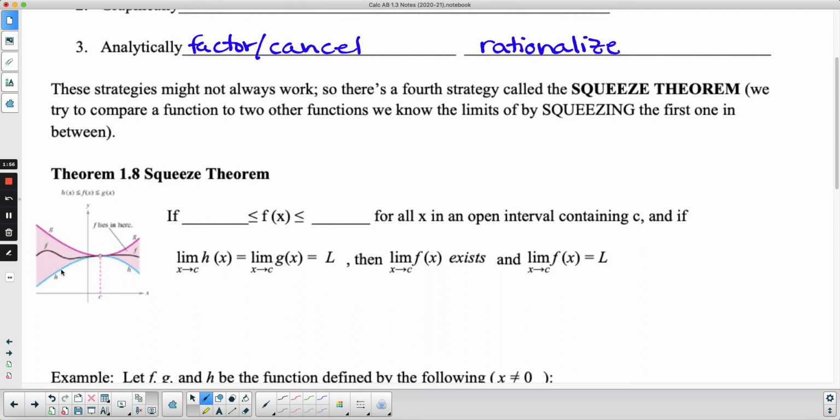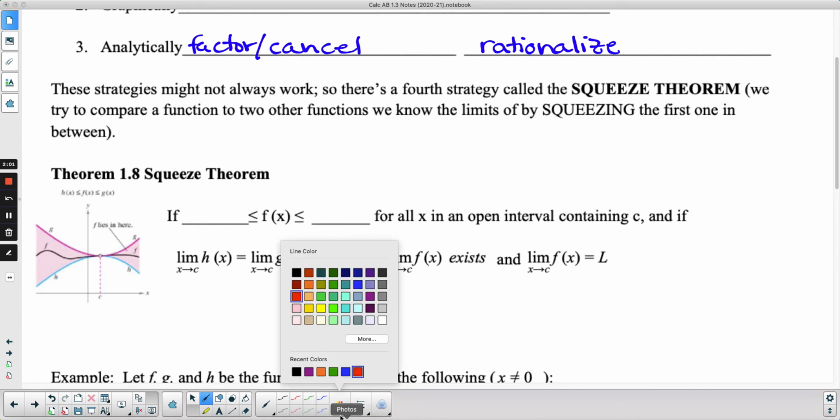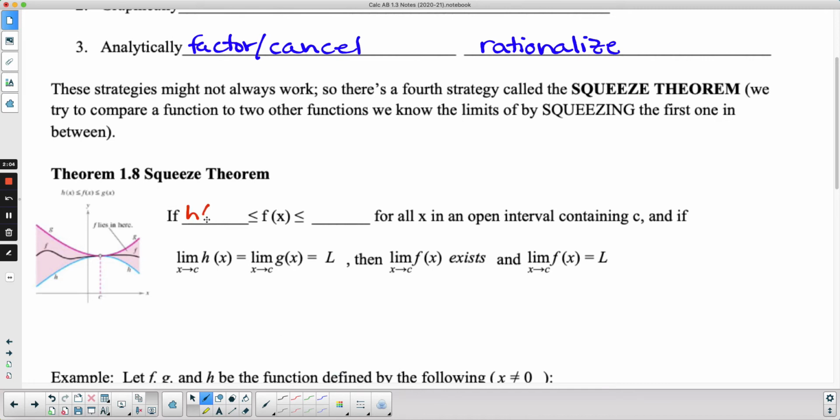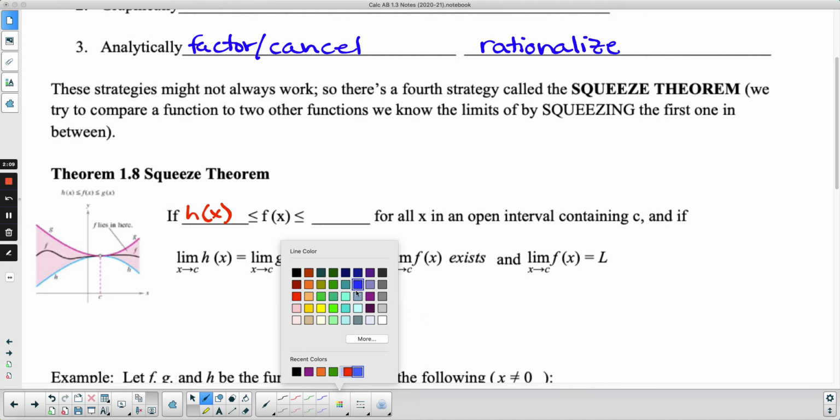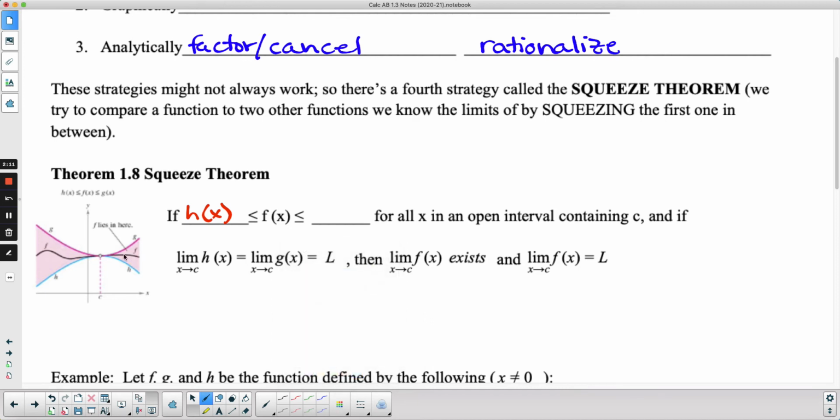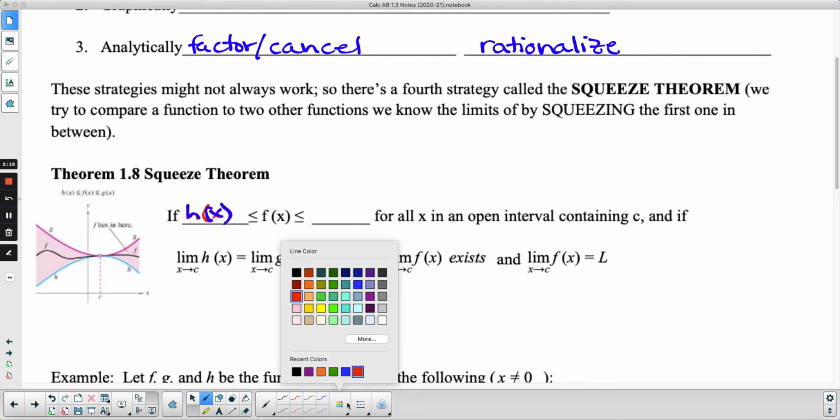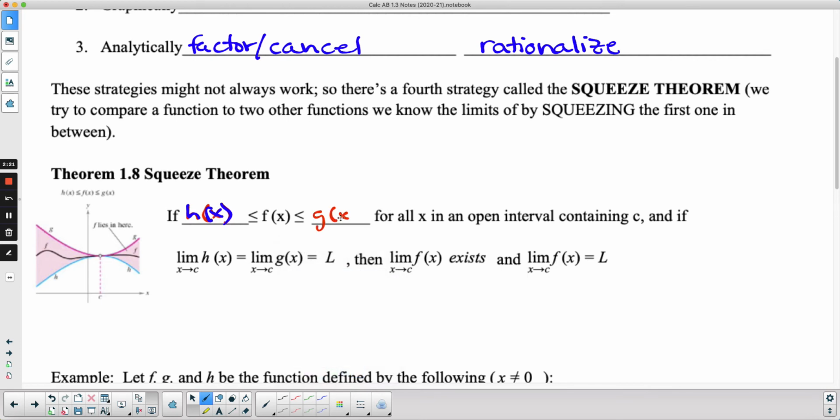So we have this function that's less than it, so we'll call that function h of x. So if this function h of x is less than or equal to f of x is less than or equal to another function, if you're looking at this graph, we will call it g of x. I guess if I'm going by colors here, I should probably follow the right ones. Okay, so our function that we're trying to find the limit of is between these two. And then at the c value, it's in the interval that we're looking at.